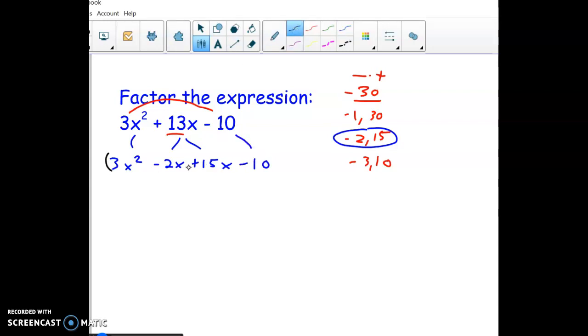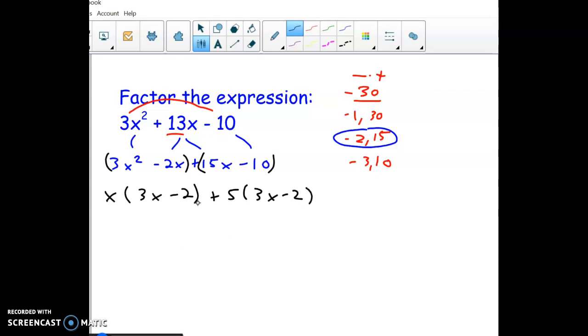Now I'm going to group. So I'm going to group the front two, group the back two, and find GCFs out of those groups. In the front, we can take out just an x. We pull out just x. That'll leave us with 3x minus 2. And then in the back, they're both divisible by 5. So I'm going to bring a 5 to the front, leaving us with 3x minus 2.